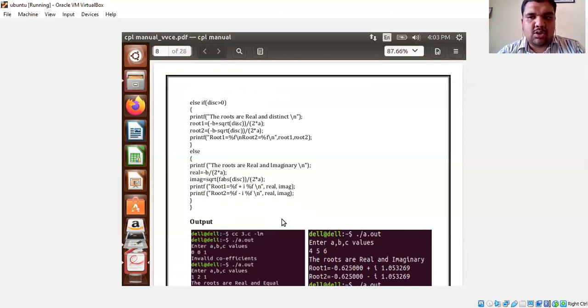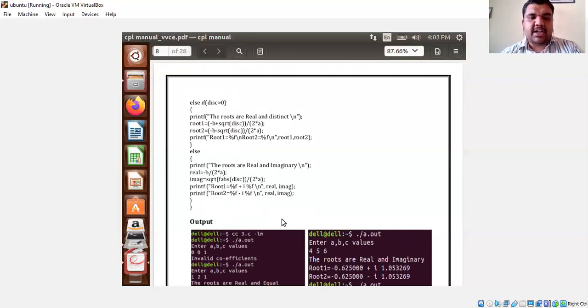Next one is where the roots are real and imaginary. In that case, we are going to find the separate real part and the imaginary part. The real part can be calculated using the formula minus b divided by 2a. The imaginary part is calculated by the formula SQRT of floating point absolute of discriminant divided by 2 into a. We take it as real and imaginary because the roots will be of the form a plus ib, where a is the real part and b is the imaginary part, with i being the square root of minus 1.